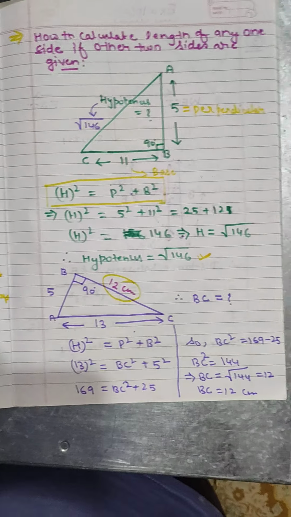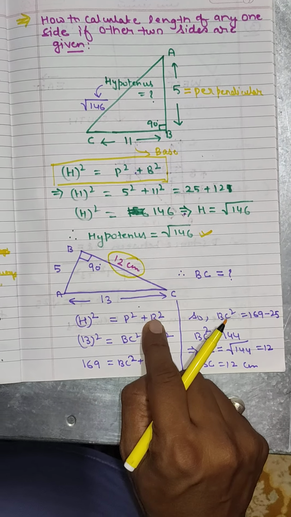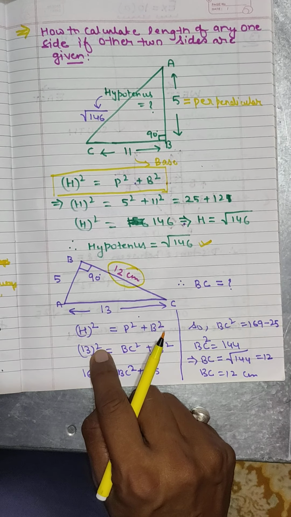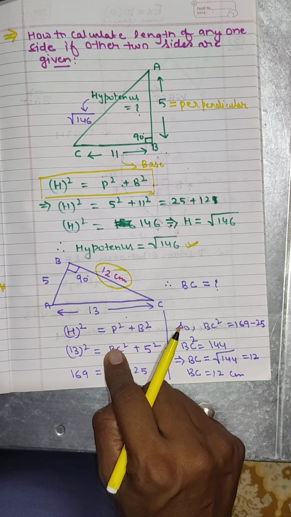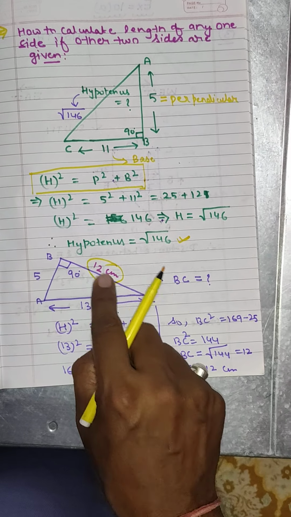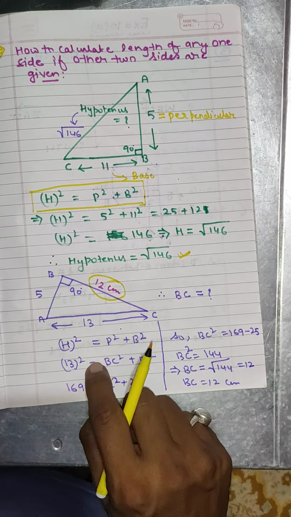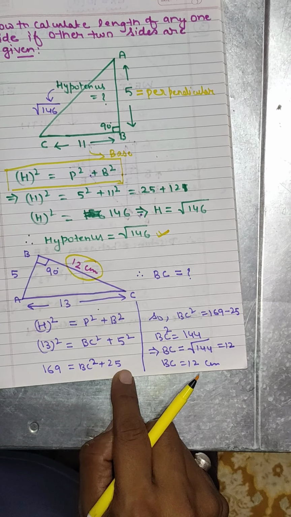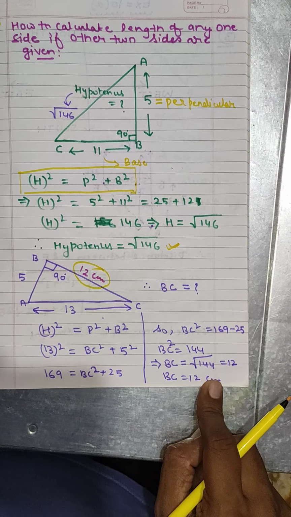So how will we find BC? Again we will use hypotenuse square equal to perpendicular square plus base square. Hypotenuse is 13 square. Perpendicular is your BC square, that we have to find out, plus base square, that is your 5 square. After this calculation we have finally got BC is equal to 12 centimeter.